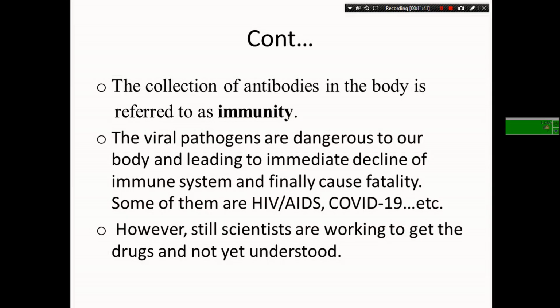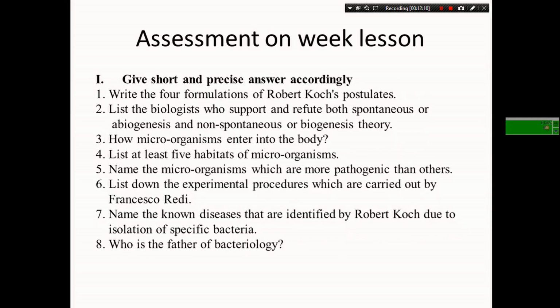Viral pathogens are dangerous to our body. They are a dangerous group of pathogens, leading to an immediate decline of the immune system, and they finally cause fatality. Some of them are HIV and, nowadays, COVID-19, and a lot of other viral diseases. However, scientists are still working to get drugs, but it is not yet understood. This is all about this week's lesson.